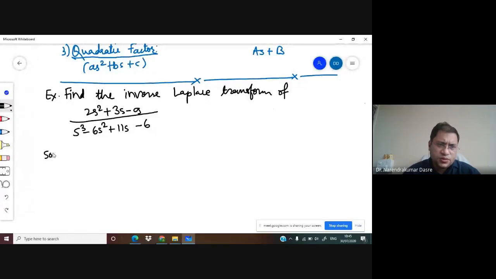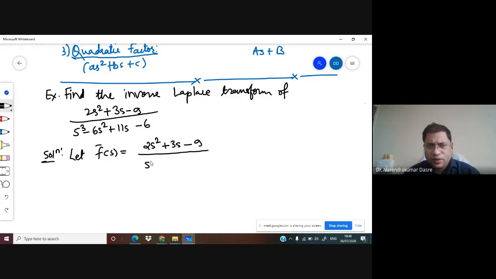So this is what we have. We want to find the inverse Laplace transform of this. Let the given be A bar of s, which is 2s square plus 3s minus 9 upon s cube minus 6s square plus 11s minus 6. You can see we don't have s or s square, we have s cube in the denominator, and we don't have any formula directly for s cube.